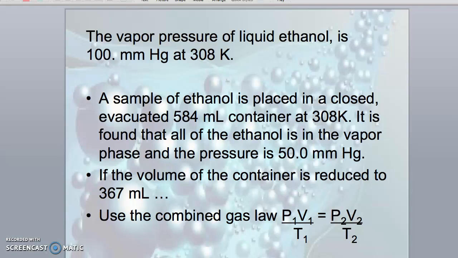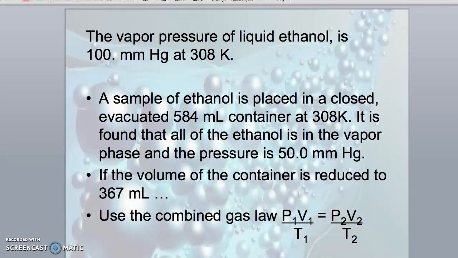It's in a closed, evacuated container, so there's no pressure in this container. We're starting out in a vacuum, and we've got the volume of the container, we've got the temperature, and we found that all the ethanol is in the vapor phase and the pressure is 50 millimeters mercury. And this makes sense because we know that if there was liquid ethanol present, the vapor pressure would be 100 millimeters mercury. Our pressure is not 100, it's only 50. We must be in the gas phase.